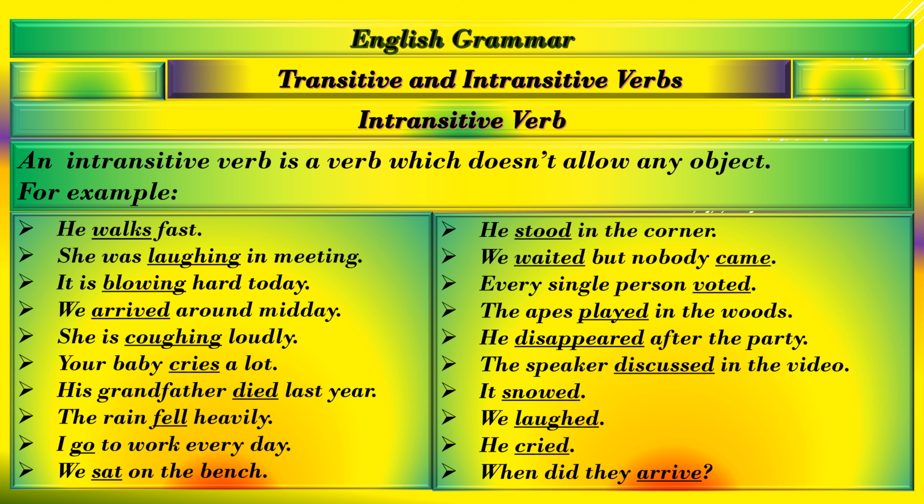Now, intransitive verb. An intransitive verb is a verb which does not allow any object. For example, he walks fast. In this sentence, walks is an intransitive verb and fast is an adverb. There is no object in this sentence.